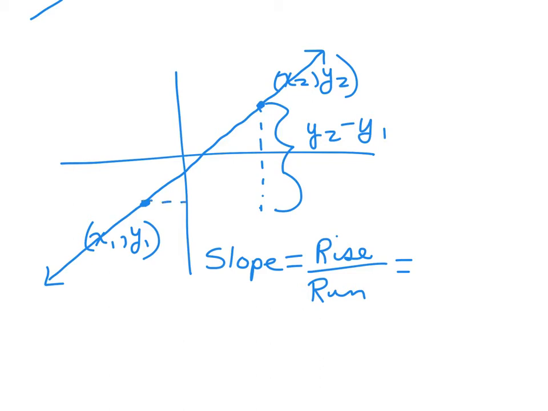Wouldn't this distance right here give me the run? And to get that distance, I would subtract the x's. That's x2 minus x1. So now if I put the rise over the run, I'm going to have y2 minus y1 over x2 minus x1.